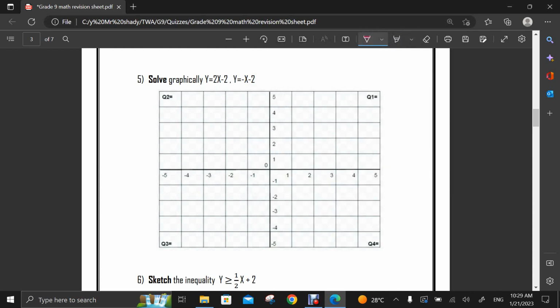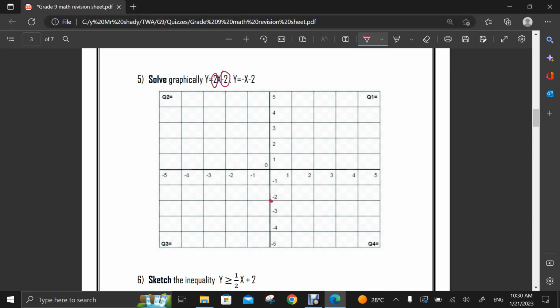First thing that you search for is the intercept part of the y-axis, which is negative 2 here. And you will make a point on negative 2 on the y-axis. So this point is negative 2 on the y-axis. Okay. Then you search for the slope. The slope is 2.